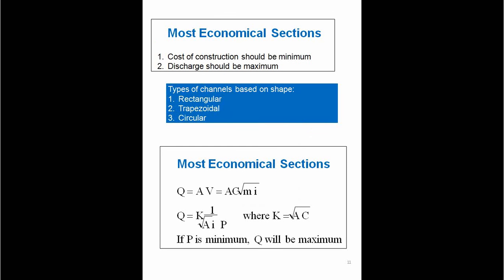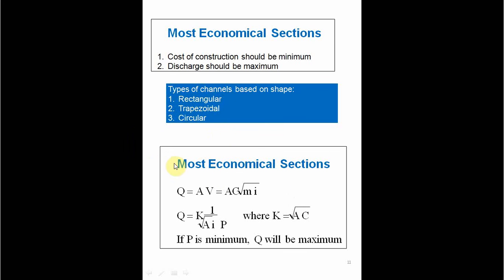Okay. Then most economical sections or most economical channels. The condition for the most economical section is that for a given area the perimeter should be minimum. Considering rectangular section, then trapezoidal and circular section, these are the three most economical sections. If the sections must be economical, it means the cost of the construction should be minimum and discharge should be maximum. Okay. Then types of channels based on shape, that is rectangular, trapezoidal and circular.